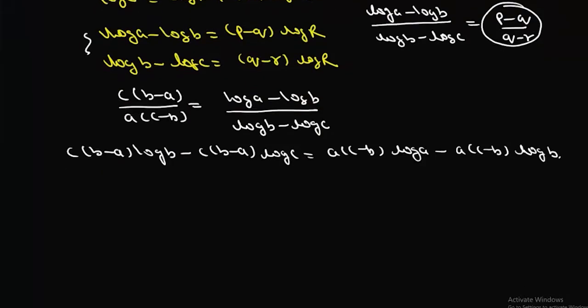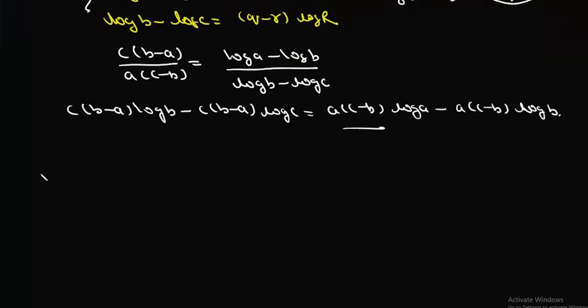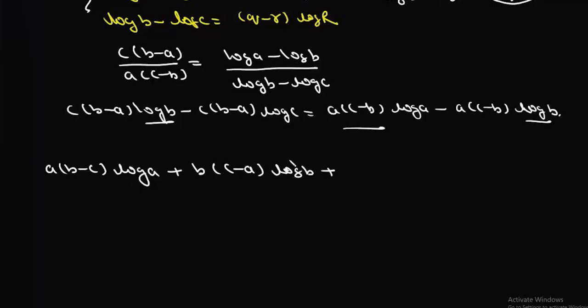Then we can write this as a(b minus c) log a, now plus, and we'll take log b on the left hand side. It will be bc minus ac and ac minus ab. So there will be (bc minus ab) log b, and this is plus. We'll take this plus sign, so it will be c(a minus b) log c equals 0, which is what we need to prove in this question.